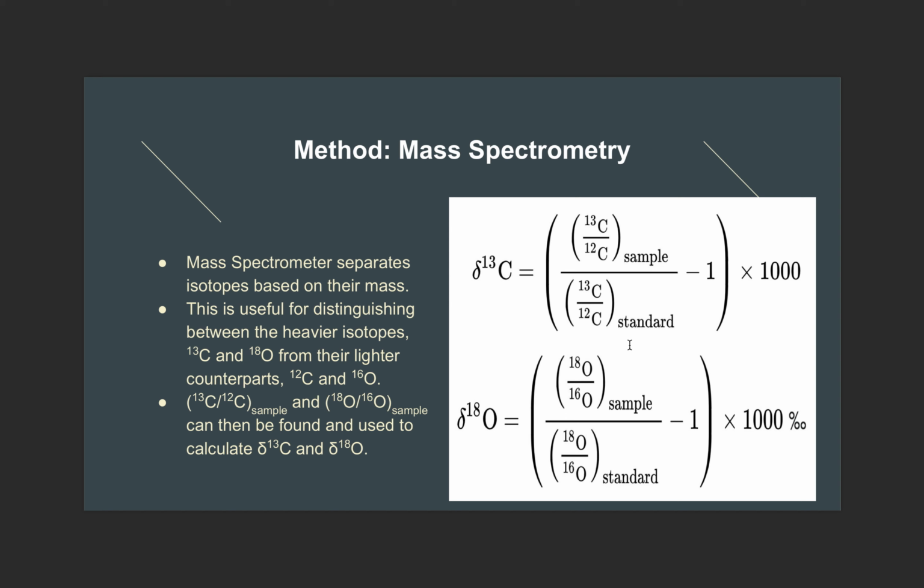The method I plan to use to find my delta values is mass spectrometry. Mass spectrometry separates isotopes based on their mass, making it easy to find the isotopic ratios of our sample to plug into the delta equations shown again on the right. I would like to collect 20 to 30 samples from both formations and drill them into a fine powder before inputting them into the spectrometer. For more accuracy, I plan to repeat this process twice with a new set of samples and compare my results from both trials.